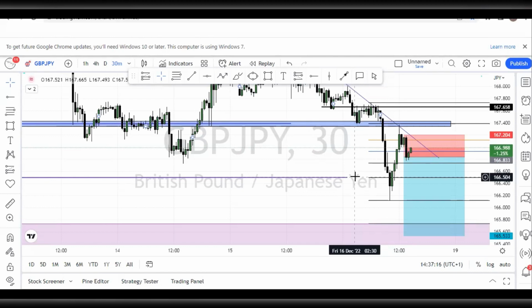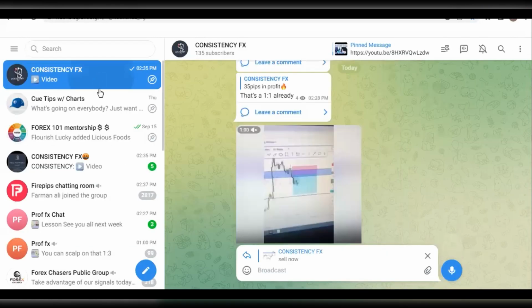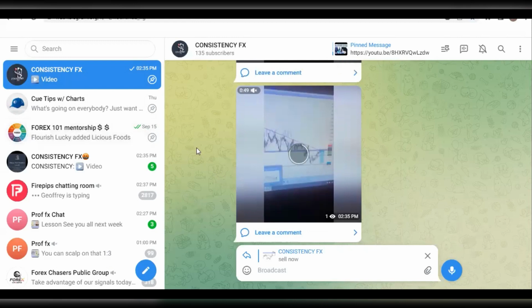Everything is completely free. I want to talk about a trade that I've just taken. I sent the signal out to the Telegram community just now. So I want to talk about this trade.